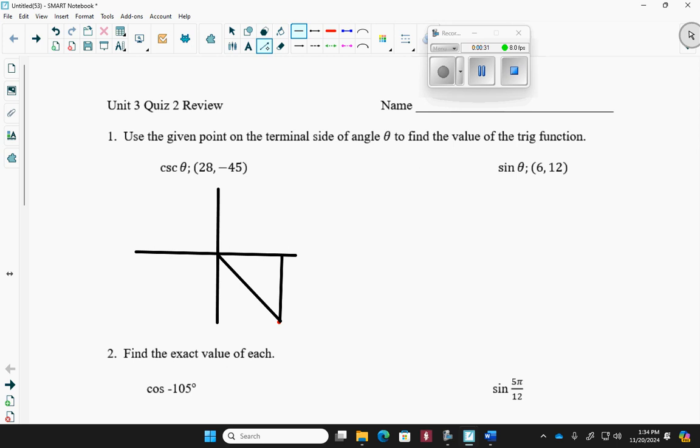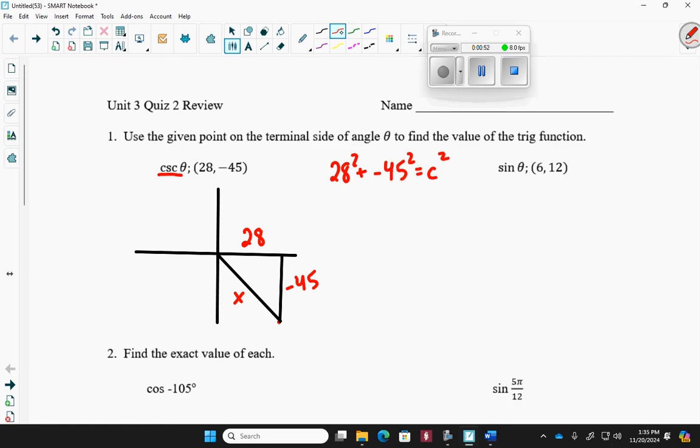So remember cosecant is what we're trying to find. First off, let's go ahead and label everything. We have 28, we have negative 45. So we need to find our hypotenuse, which means we're going to do the Pythagorean theorem. So 28 squared plus negative 45 squared is equal to c squared. I'm going to speed up. Hopefully at this point you should know how to do the Pythagorean theorem. If not, make sure you see your teacher. The answer is 53.